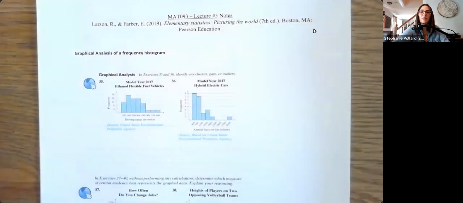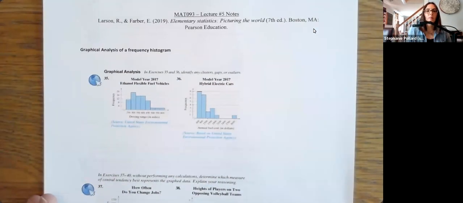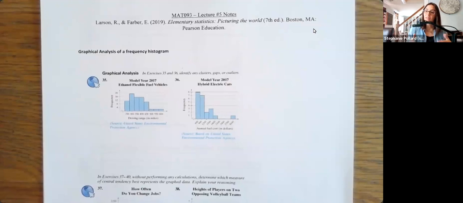Hi, everybody, and welcome to our next lecture. In this one, we're going to look more at the shapes of graphs and then a little bit more with the frequency histogram and how to find the mean there, as that's a little bit more challenging than just finding the mean in a regular data set where we just add and divide. So let's start on the first page here.